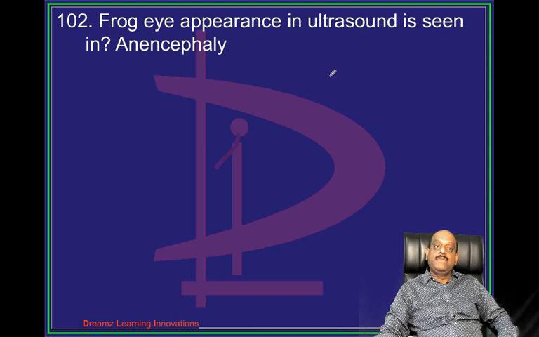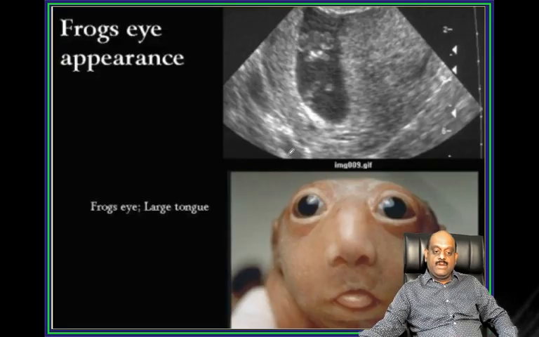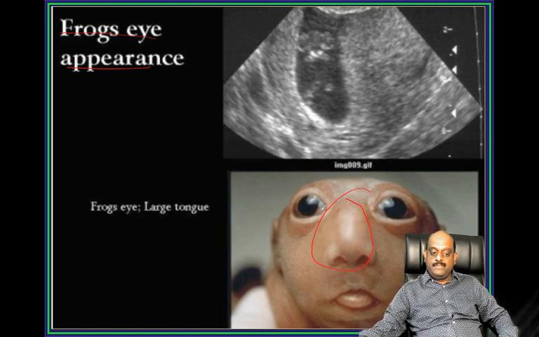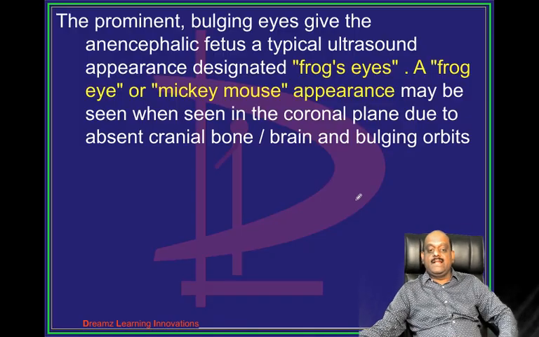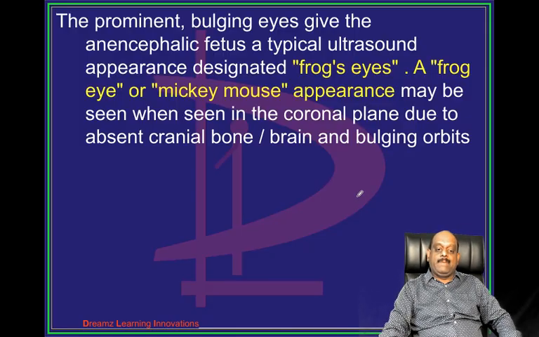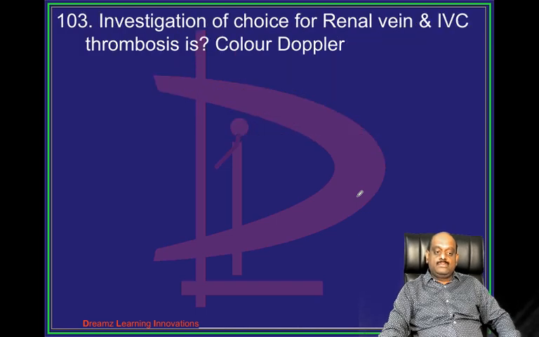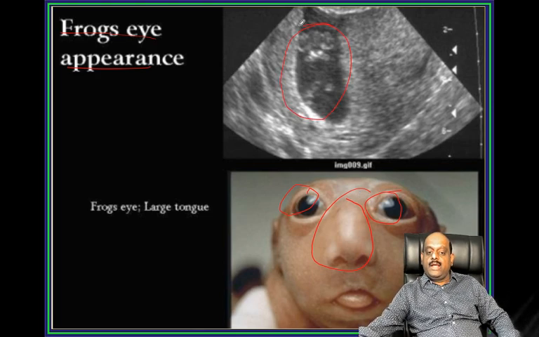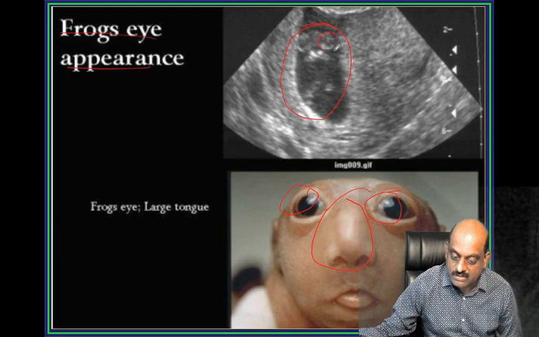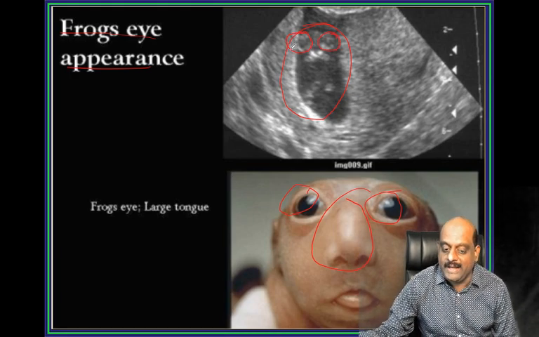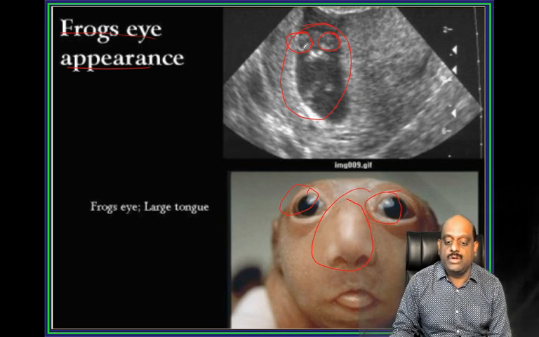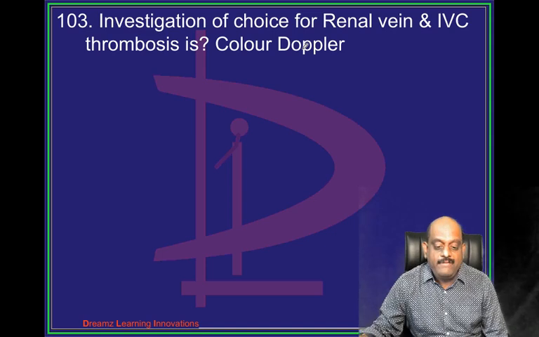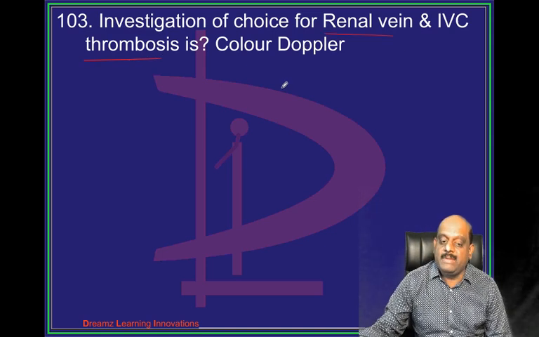Minimal ascites. Frog eye appearance, where do you see it? Anencephaly. So doctor, this is called frog's eye appearance, a large nose, frog eye appearance in anencephaly. It is also called Mickey Mouse appearance. Even ultrasound can identify the frog face appearance. Now, renal vein and IVC thrombosis, what is the best investigation?